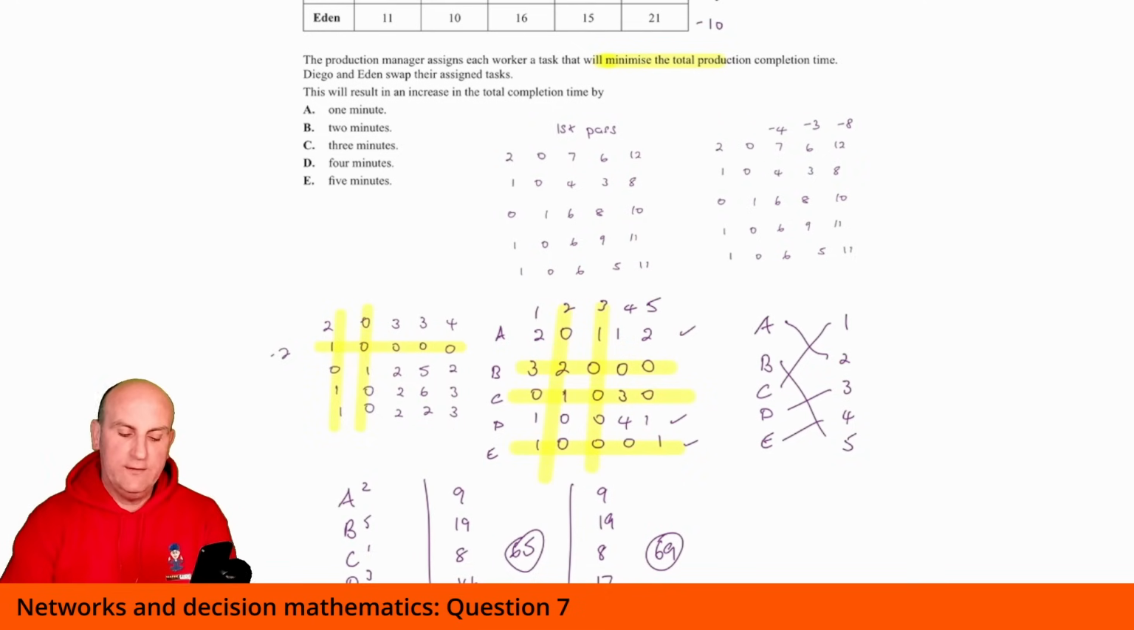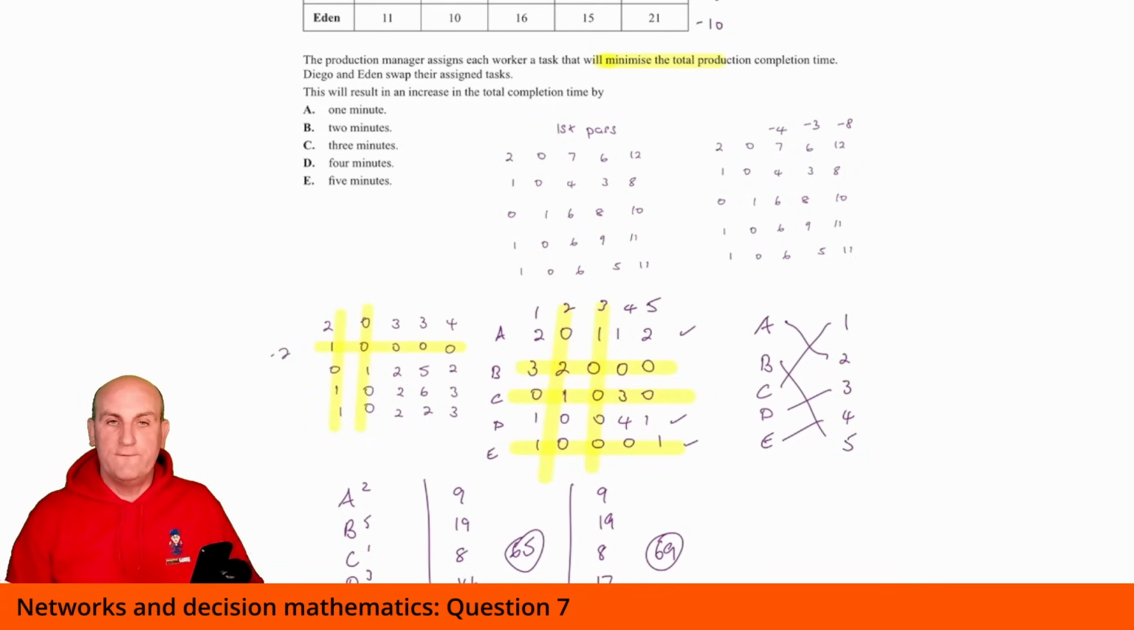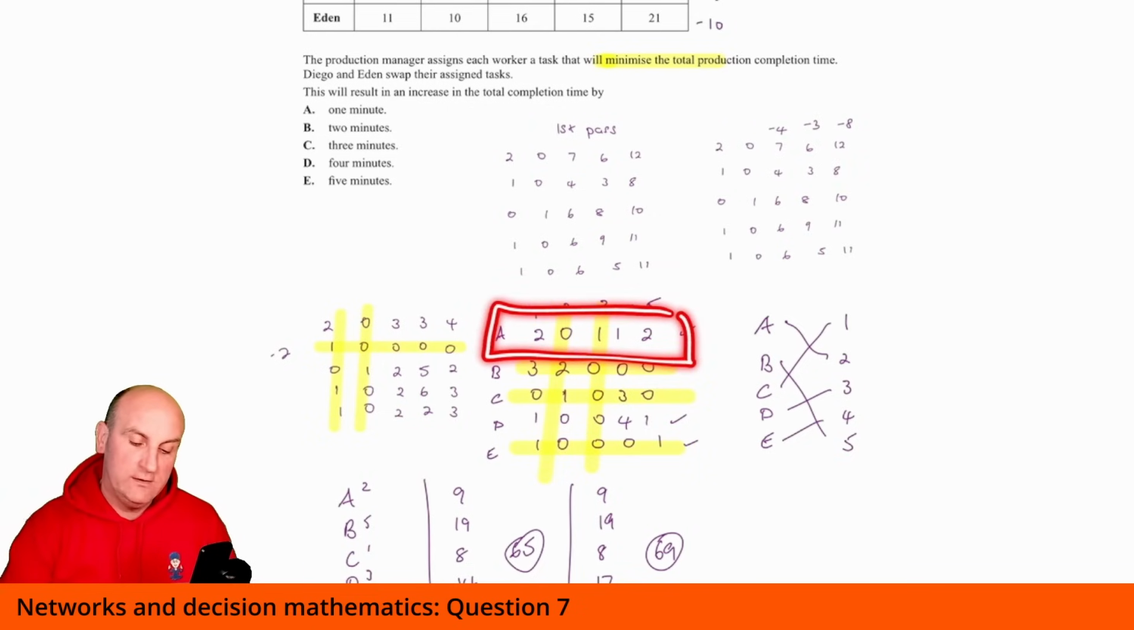All right, what do I do then? Well, I colored in my lines, and the least number of lines was 5, and I've got 5 things to allocate. And so I started allocating tasks. How did I do that? Well, the first thing I said was, well, look at the one that has only got 1 zero in a row. So in that situation here, A could only do task 2. So I joined A with task 2.